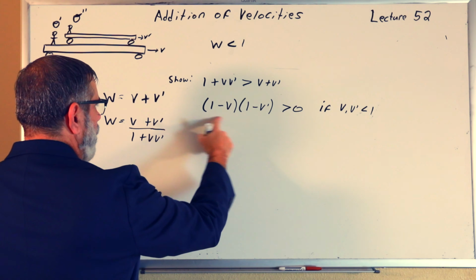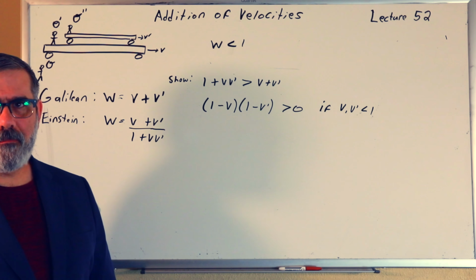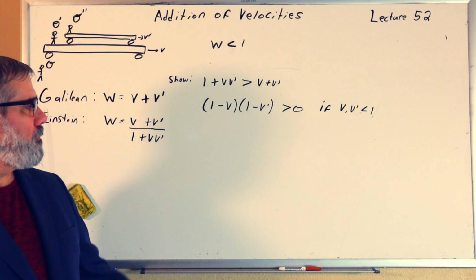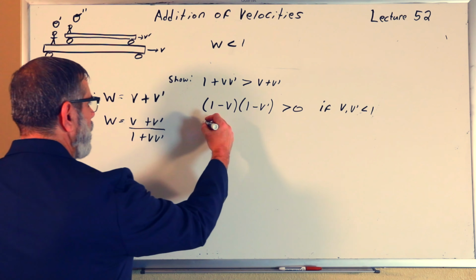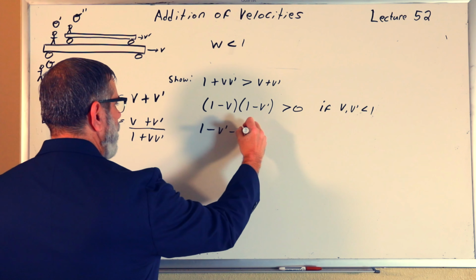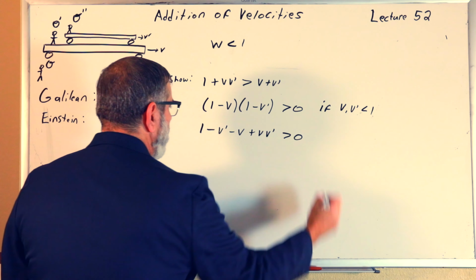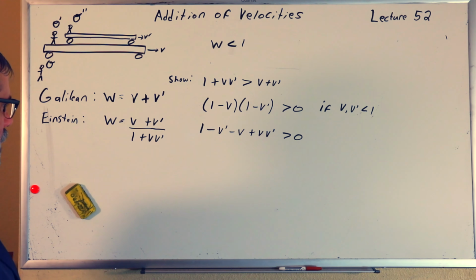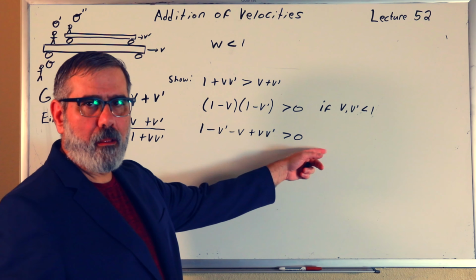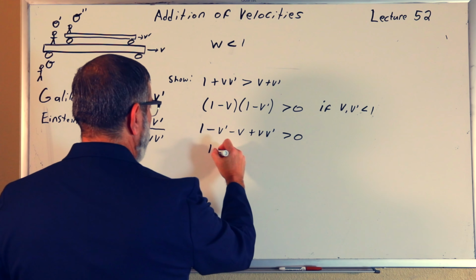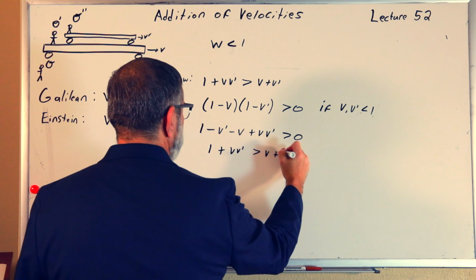Now, this is your job. Multiply these two out for me, please. 1 minus V times 1 minus V prime. What did you get? 1 minus V prime minus V plus V times V prime. Okay, so now we've multiplied that out. Let's move the stuff with negative signs on them over to the right. And that gives me 1 plus V V prime is greater than V plus V prime.